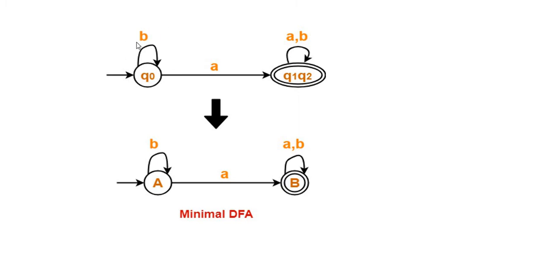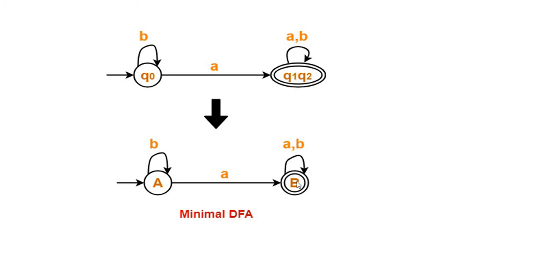Here Q1 comma Q2 and Q0, these states are indicated by new state names. Q0 is indicated by A and Q1, Q2 are indicated by B. So this DFA can be represented in this form: A to A, B, which is your final state, A to B, B to A, B to B, B to B.